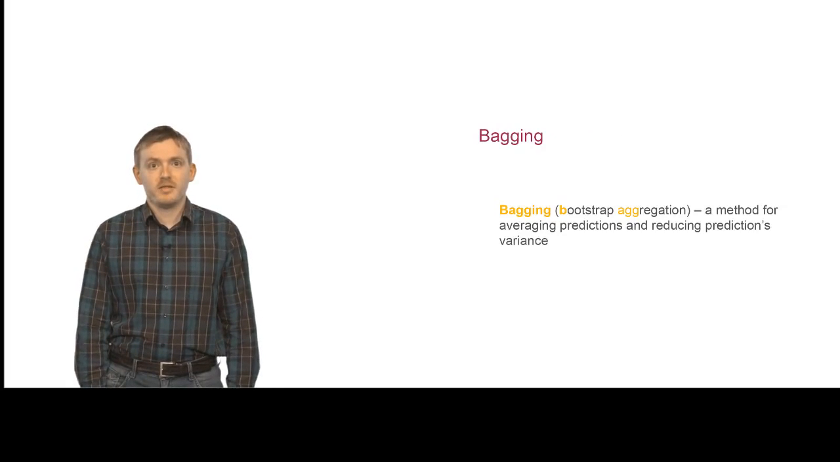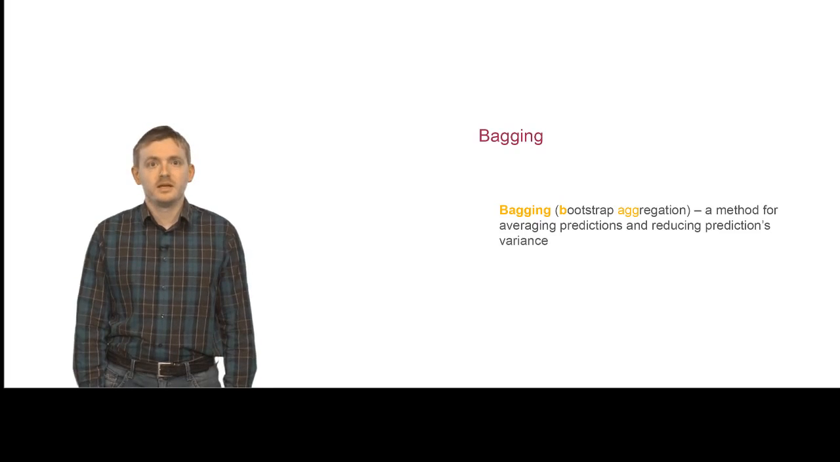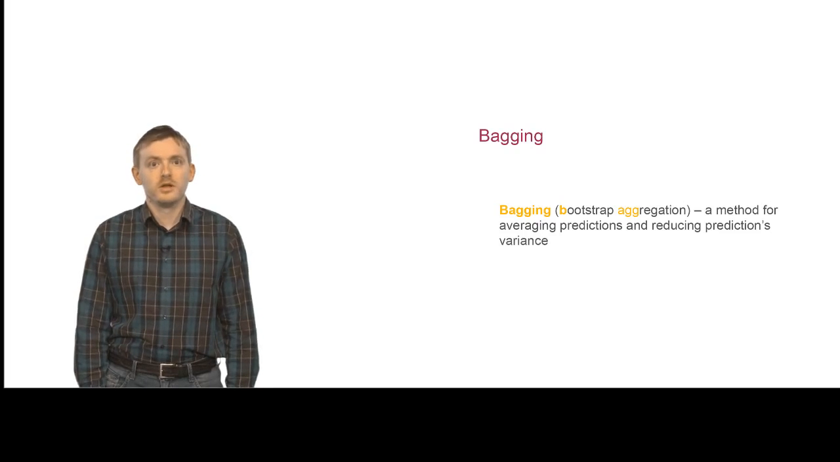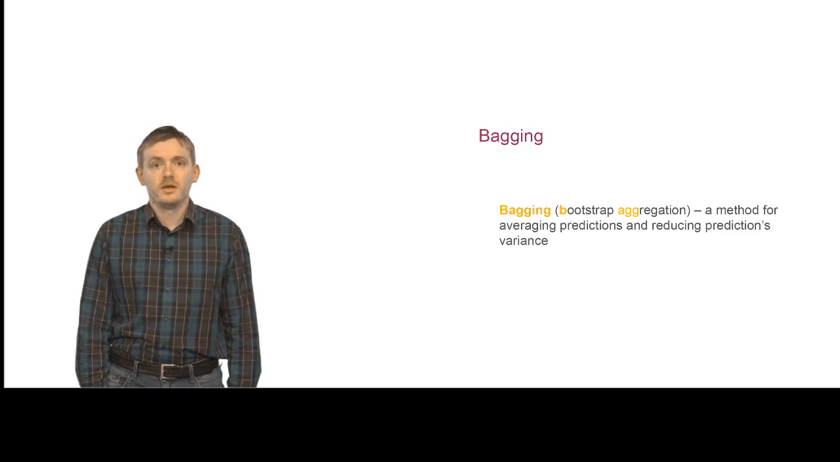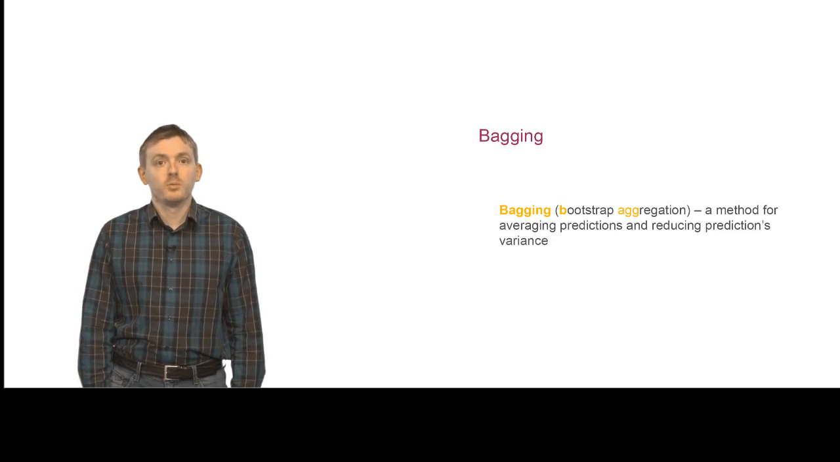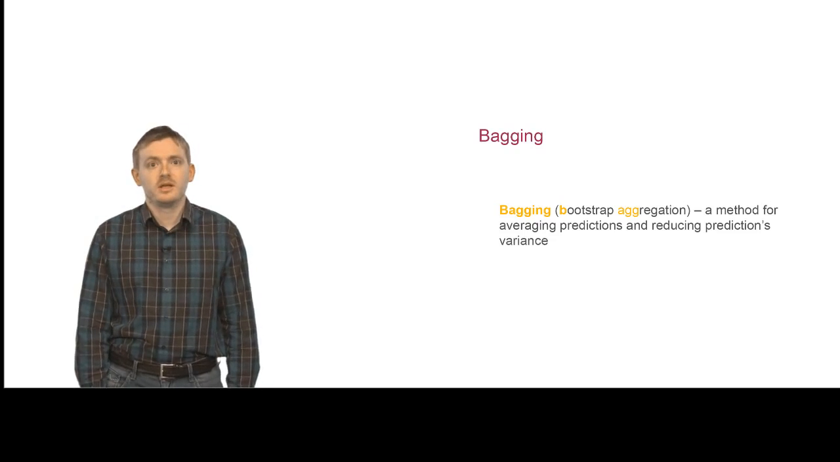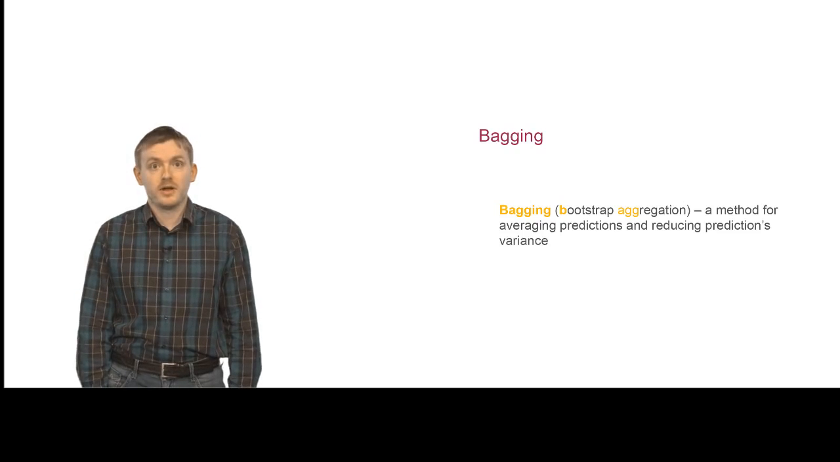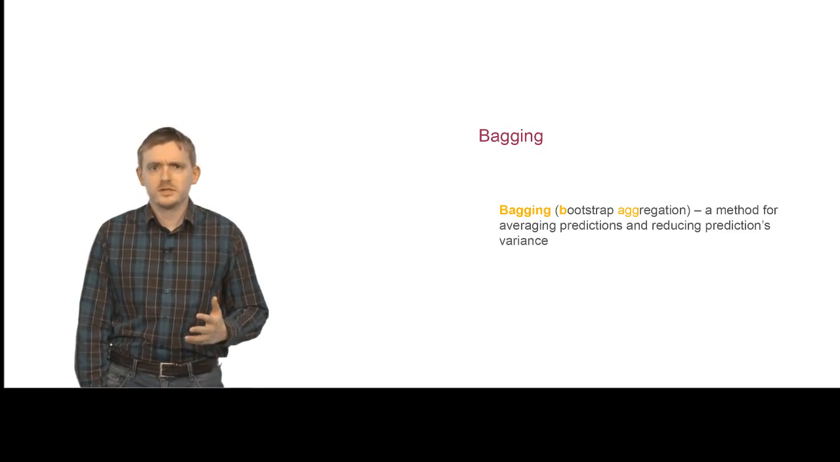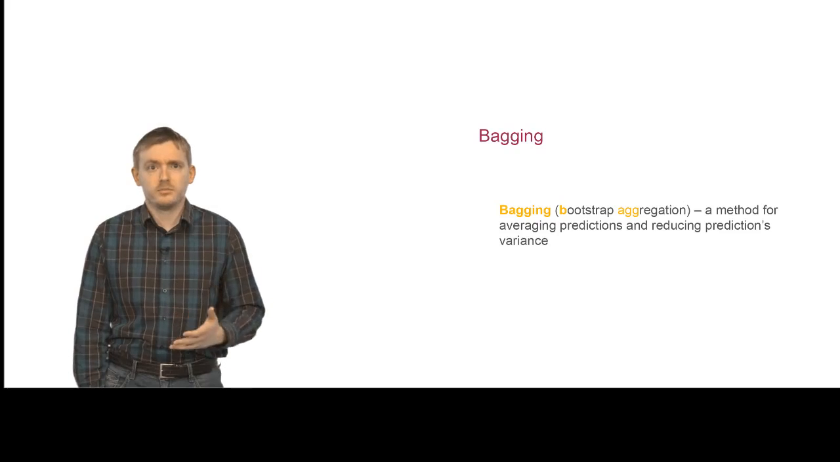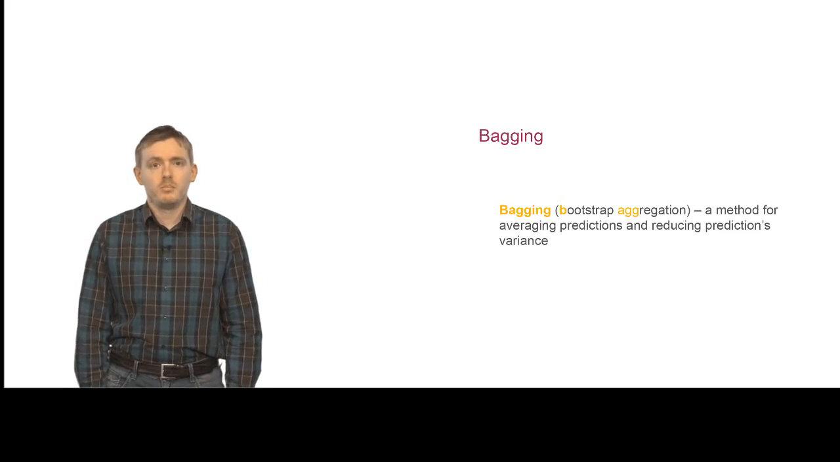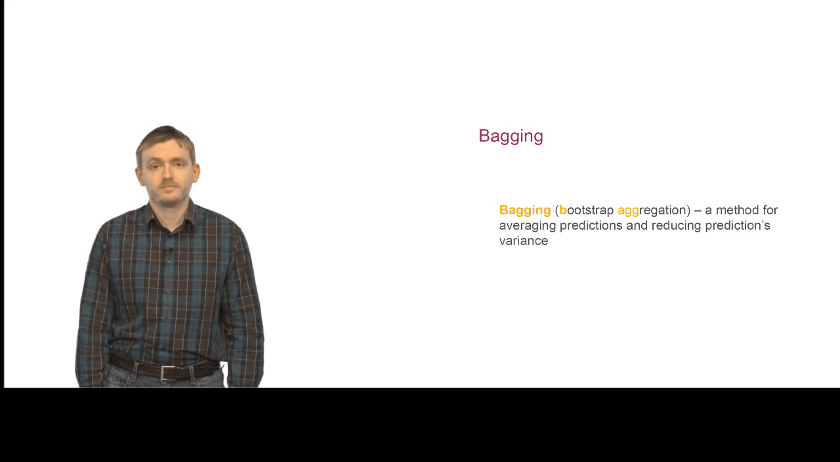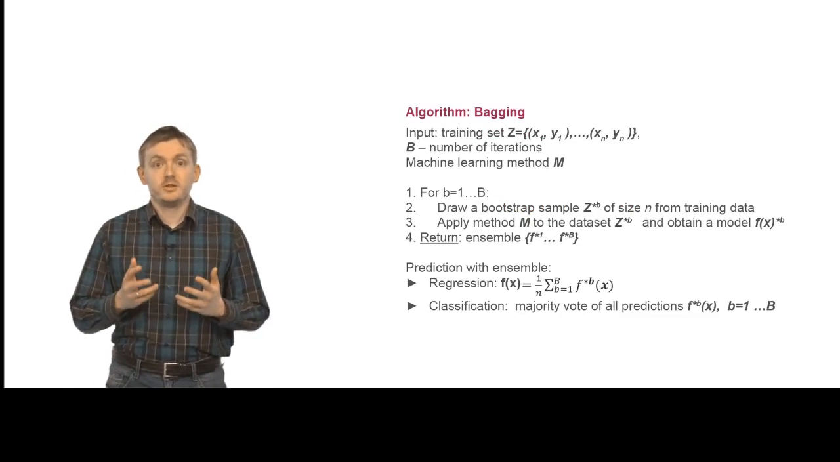Okay, the next method is bagging. It is the second idea essential for understanding of the random forest algorithm. Bagging is a shorthand for bootstrap aggregation, and it is a general method for averaging predictions of other algorithms, not only decision trees, but any other algorithm in general. Bagging works because it reduces the variance of the prediction. Let me explain it to you.